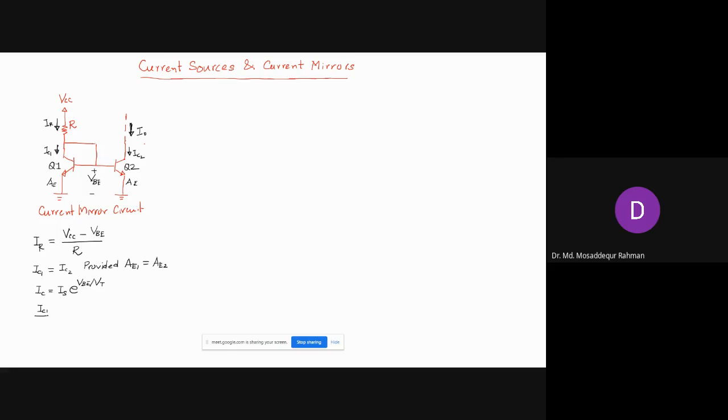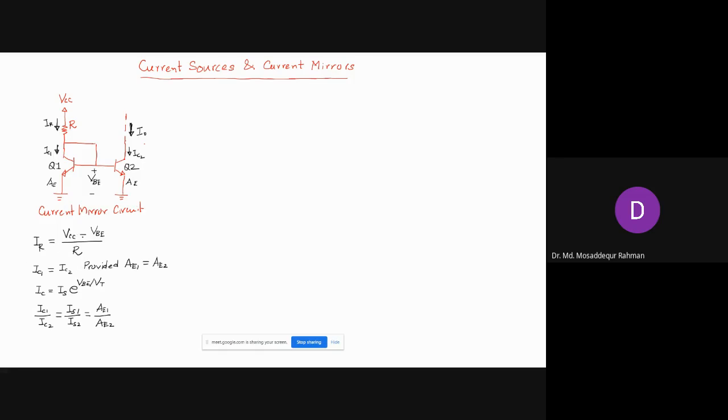If the cross-sectional area is different, then we can also calculate the currents from this relation. IC1 by IC2 is equal to the ratio of the two saturation currents, and that is equal to the ratio of the two emitter cross-sectional areas. So that is how the collector current is related to the emitter cross-sectional areas. Assuming the two transistors are identical, IC1 will be equal to IC2.